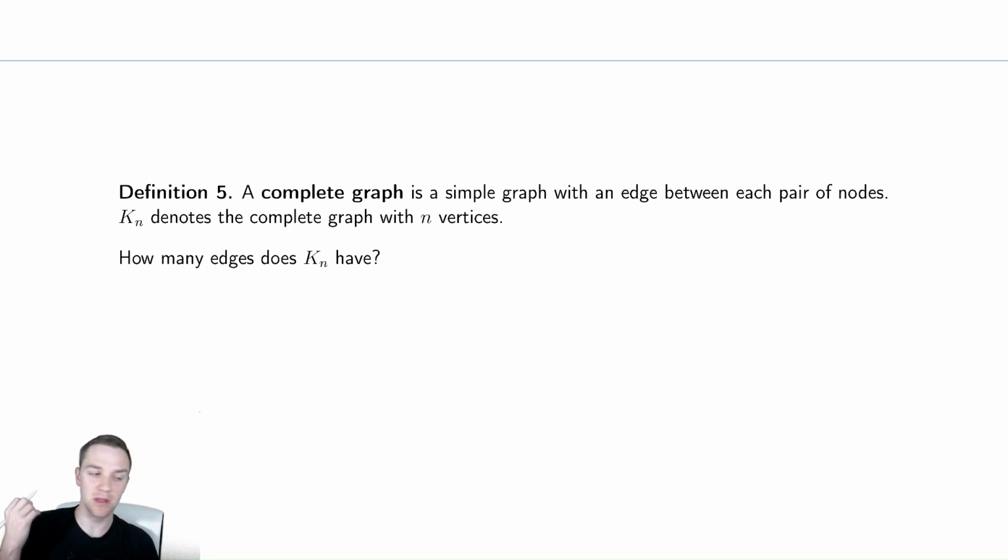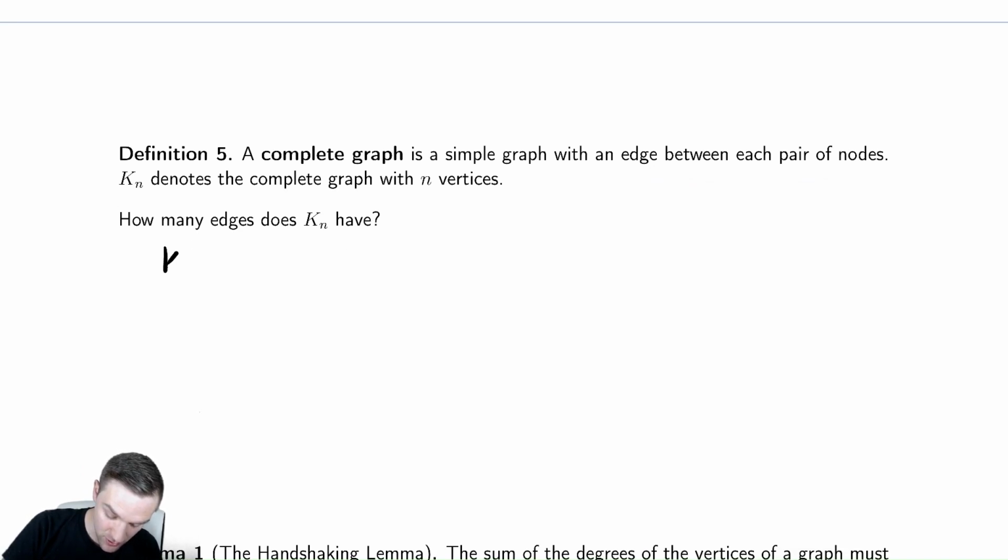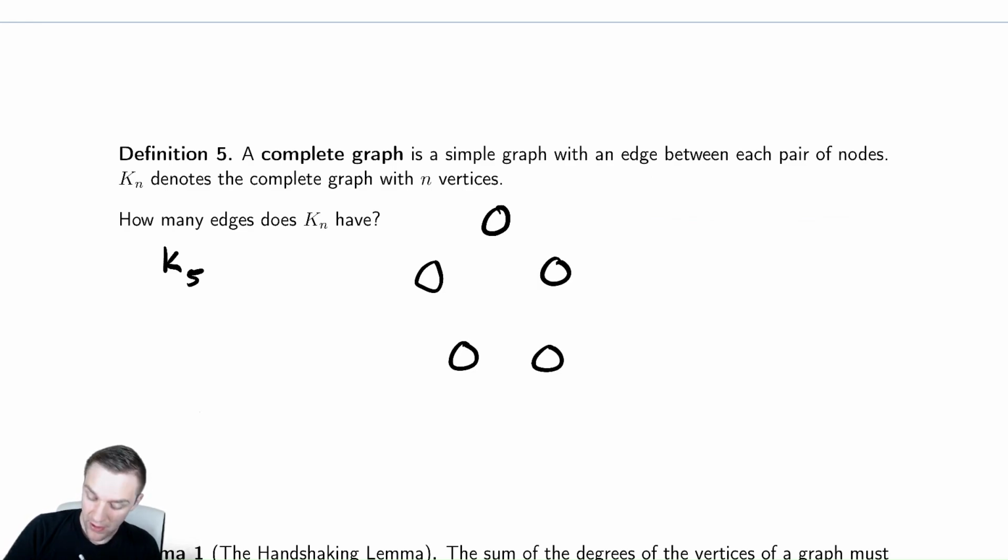There's a notation for it. We really won't use that in this class, but I included it here in case you wanted it. So it's K with a subscript. Let's say we looked at K5. That is the complete graph that has 5 vertices. So we need to draw in 5 vertices: 1, 2, 3, 4, 5. And then every single pair of vertices is connected.